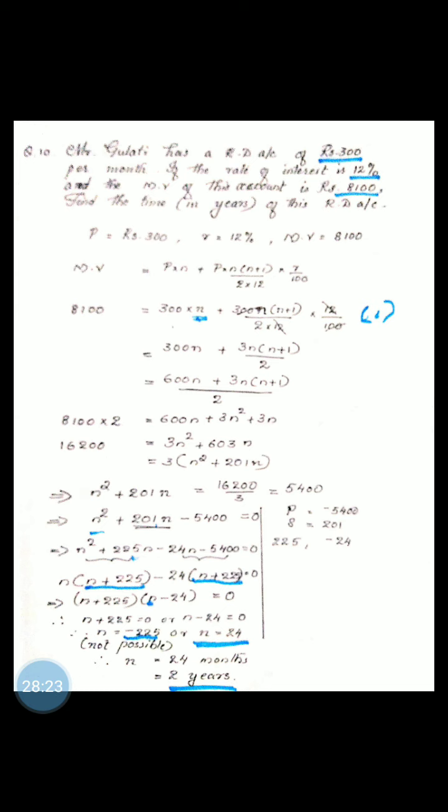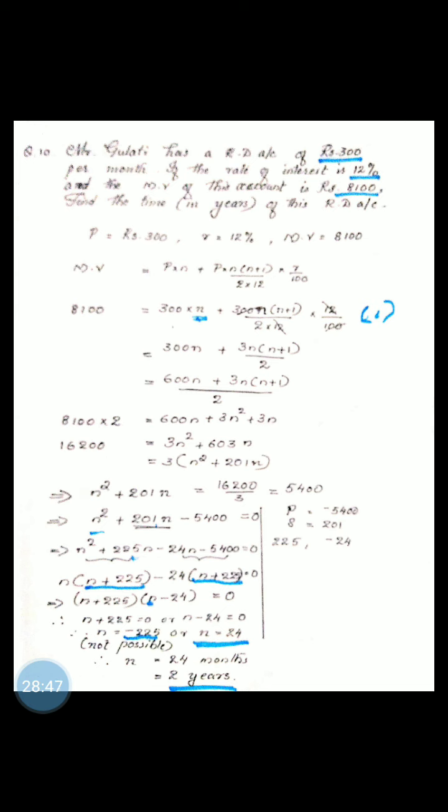Therefore, in the question it says find the time in years. Therefore, write the answer in years. 24 months. Obviously, it is 2 years. Therefore, our answer is 2 years. Now, we can do one more question. Only one more is there in that chapter.